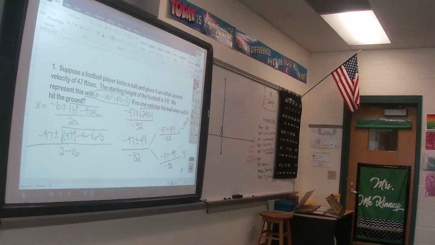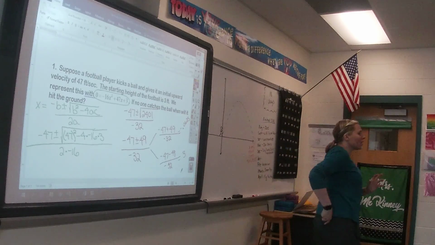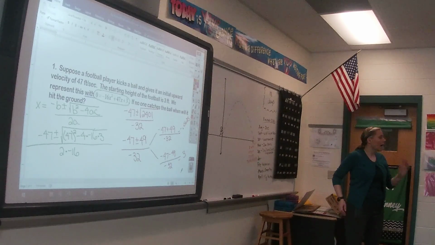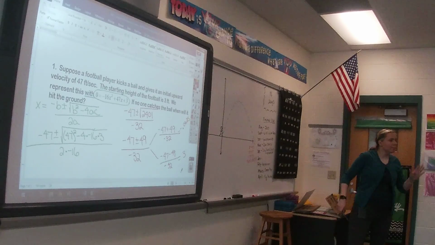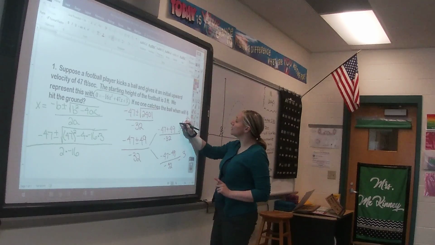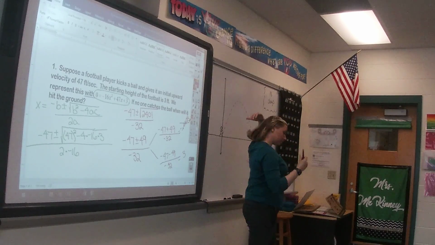So is our answer negative 0.0625 and 3? Why not? It can't be a negative. Okay, so what are we talking about? What are we trying to find an answer of? When will it hit the ground? And what does when mean? Time. Can time be negative? No, right? So this is not a reasonable domain because time can't be negative.